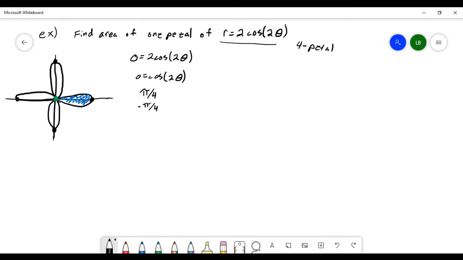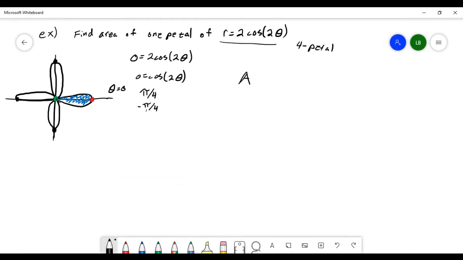In this case, though, we're going to use our starting angle as negative pi over 4 and our ending angle as positive pi over 4, because that will give us our whole first petal. One way to check that is you know that this far right point is where theta is equal to 0, so it has to be exactly in between negative pi over 4 and positive pi over 4. So negative pi over 4 and positive pi over 4 must both be at the origin.